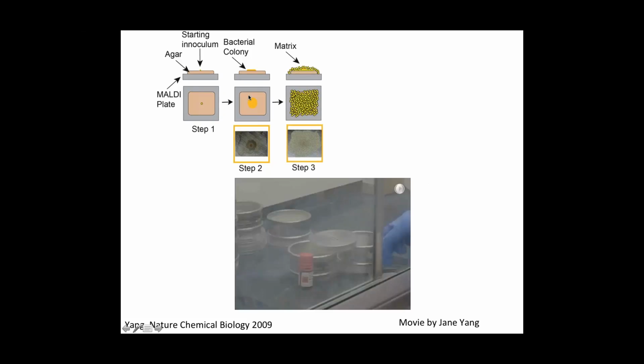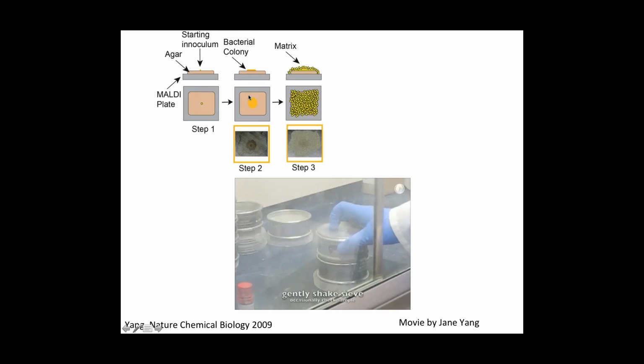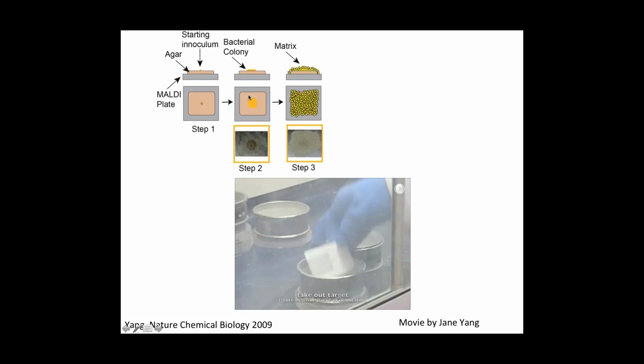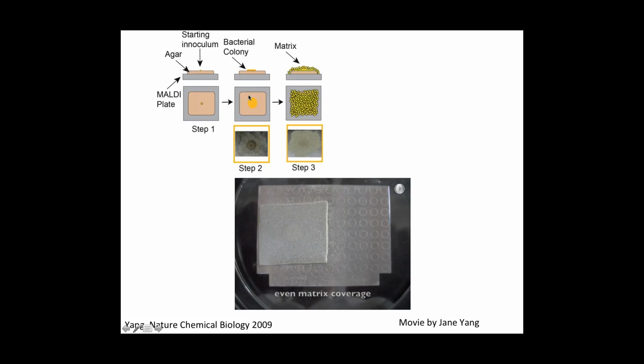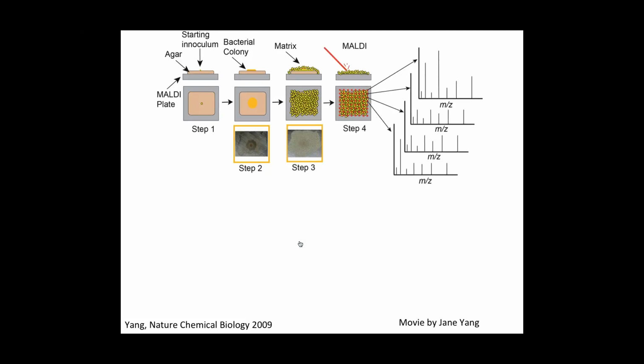And then we cover the sample with a matrix, and in our case this is possible because the sample itself is wet. So when you sprinkle the matrix on top of a wet surface, it dissolves a little bit, and then it recrystallizes, and you get a uniform distribution. And so this has been working really well and it's a really easy method for microbial imaging mass spectrometry. And then once the sample is covered with the matrix, you then subject this to imaging mass spectrometry.